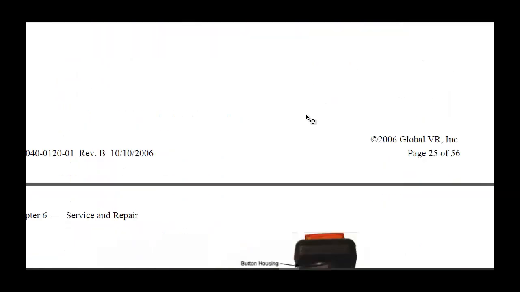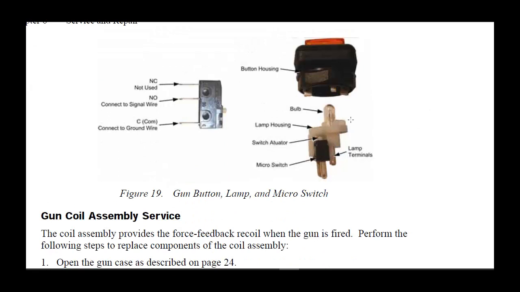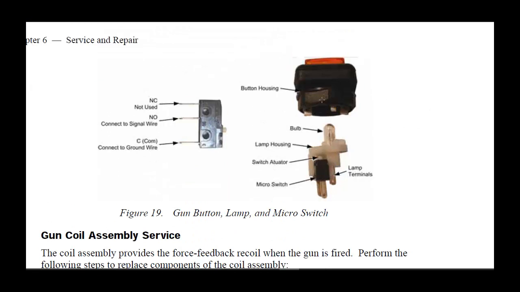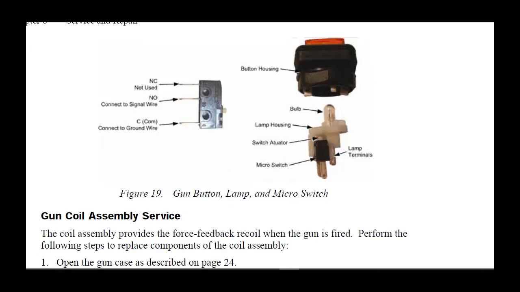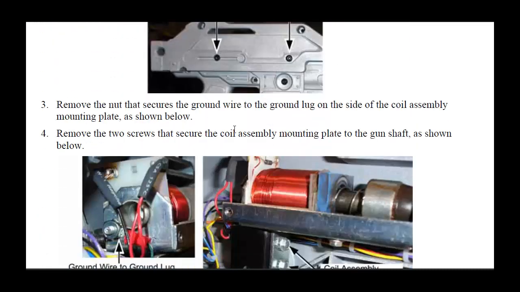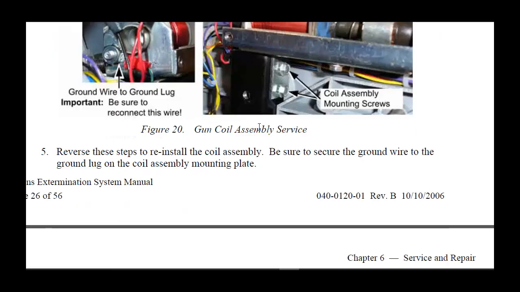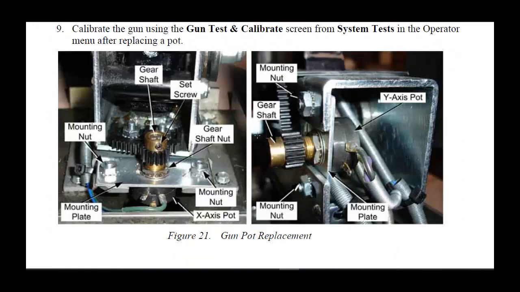If you have any problem in the shot button, we have 3 buttons in the gun: the flame button, the shot button and the grenade button, and we have a small lamp, a bulb lamp, as the button. Now we have here the shock device of the gun.